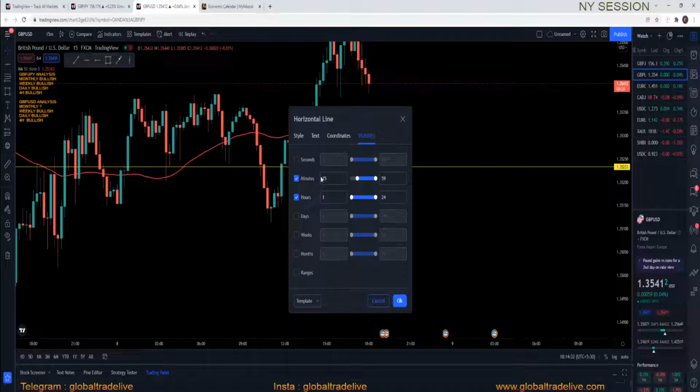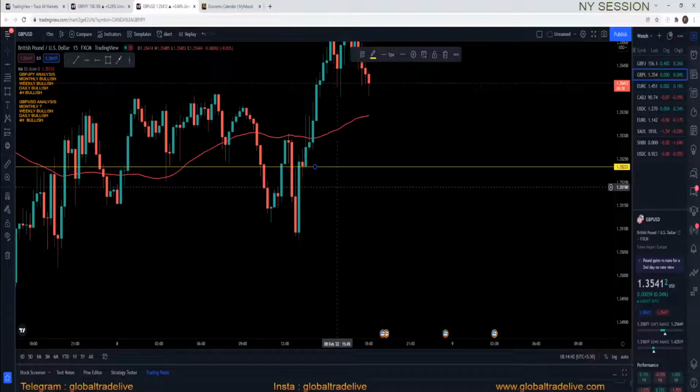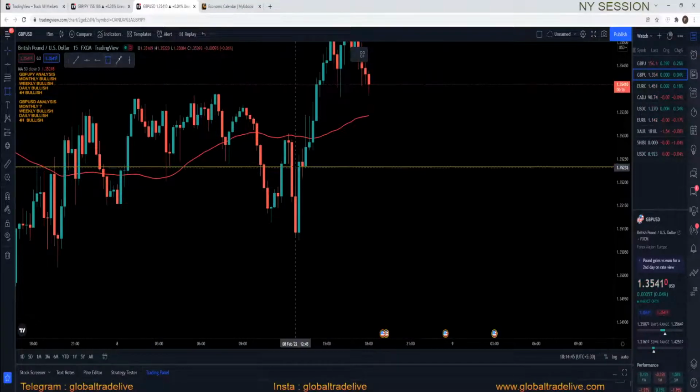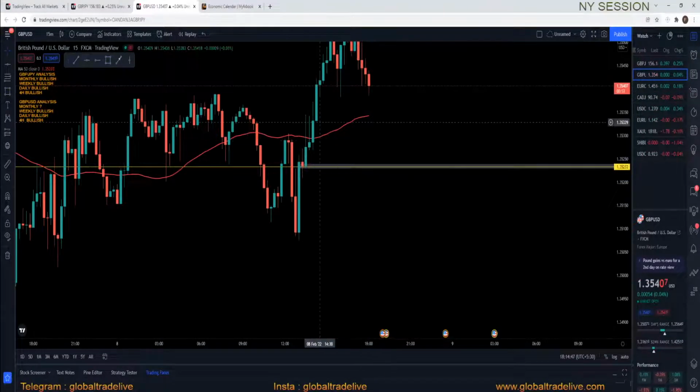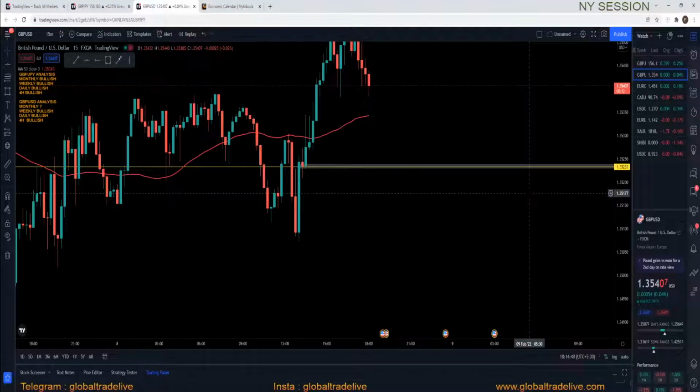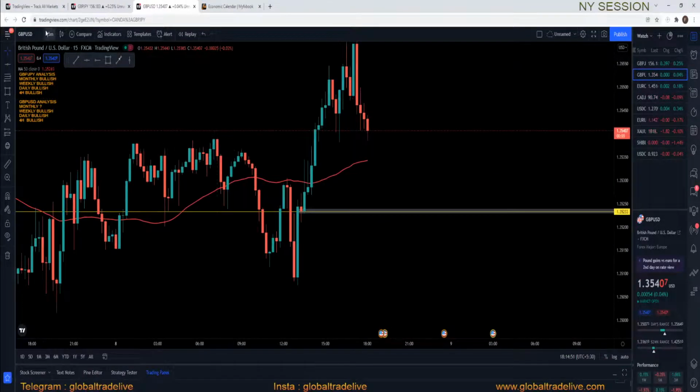Okay, so I want this thing to be visible in 15 minutes. Yeah, okay, 15 minutes. So I'm gonna draw an area over here. For me, sells will be below 1.35233. The reason is this consolidation area is there, so market can reject any point, like this point, this point, this point, any point.